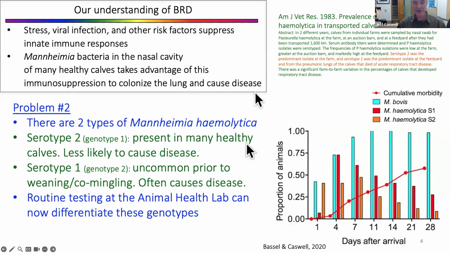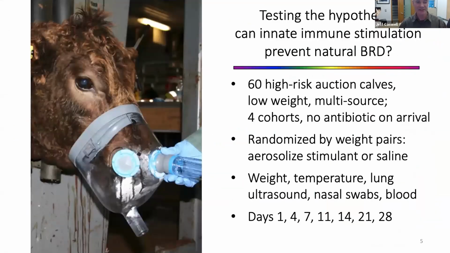The thing that has changed with this whole scenario is that it used to be very difficult to distinguish these different serotypes because you needed special reagents. But now at Animal Health Lab here in Guelph, and probably other diagnostic labs across Canada, just the routine testing to identify Mannheimia hemolytica can distinguish these two genotypes, and therefore distinguish those two types of bacteria. So this was another problem with our existing understanding of how bovine respiratory disease happened.